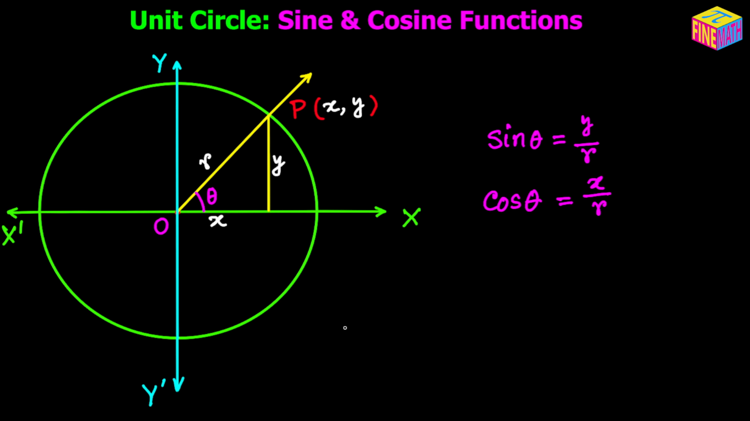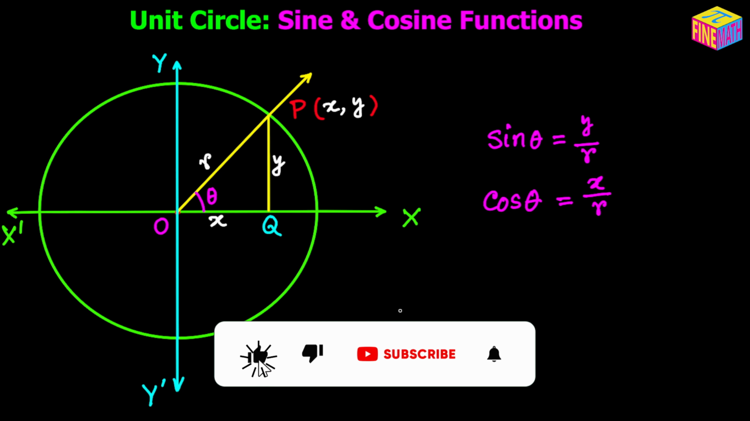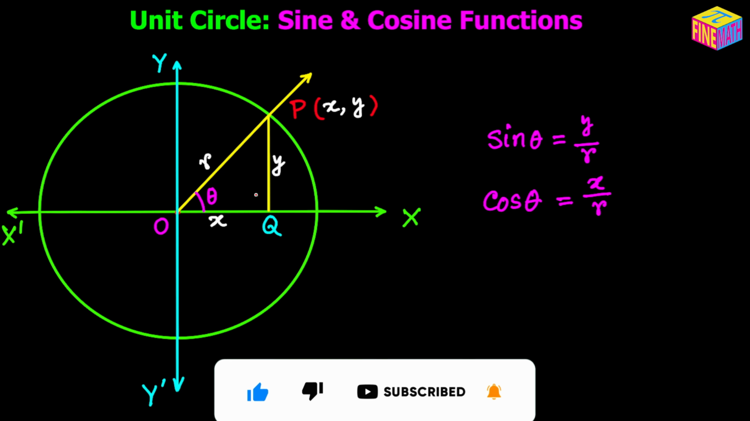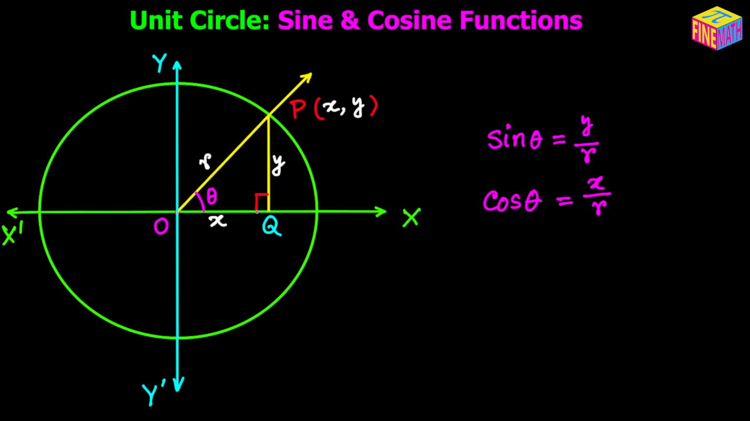So the point P is at x comma y, the radius of the circle is r units, and clearly if we name this point Q, then OQ would be equal to x units. From the origin up to that point it will be x units, and then from Q to P, the PQ distance would be y units. Now we have a nice little right triangle here. OPQ is a right triangle where the angle OQP is the right angle.